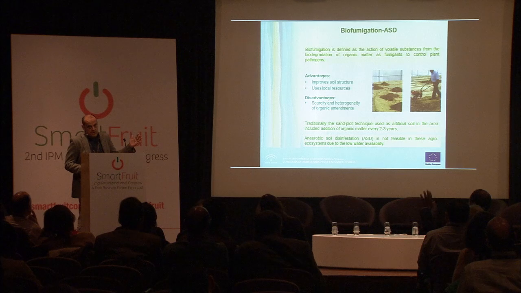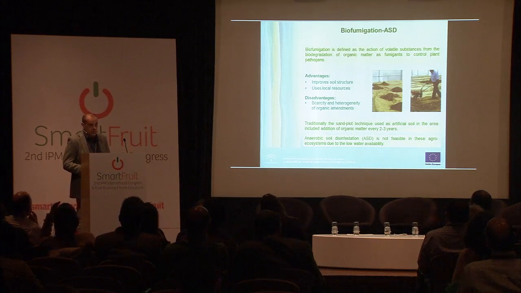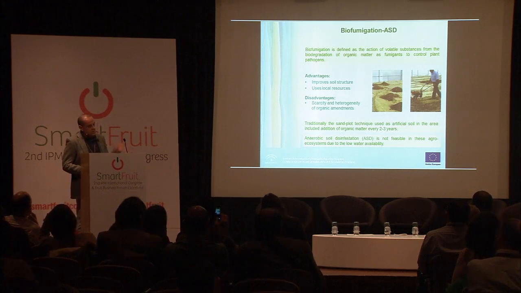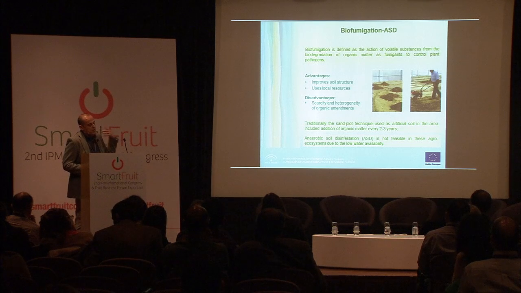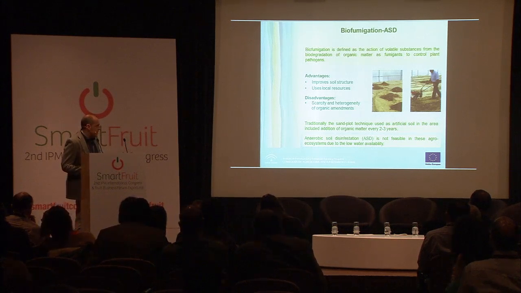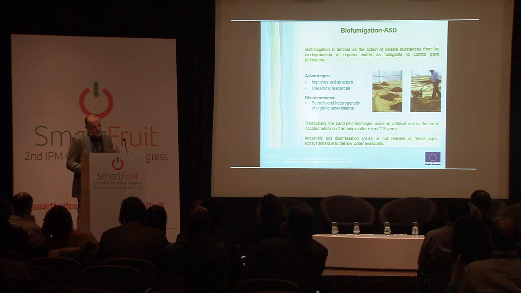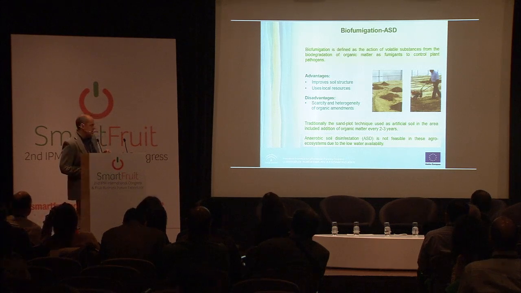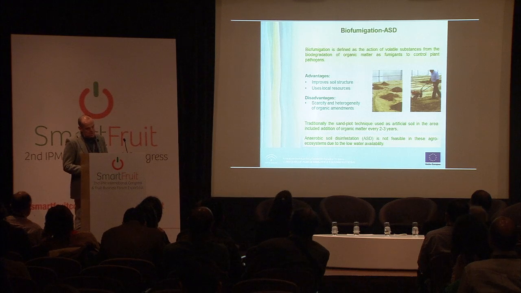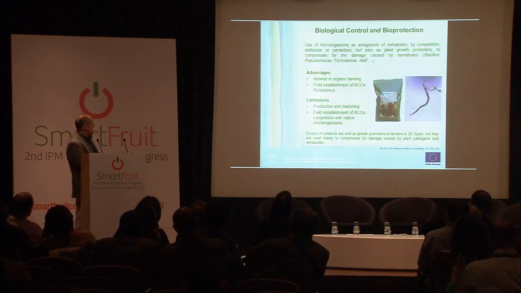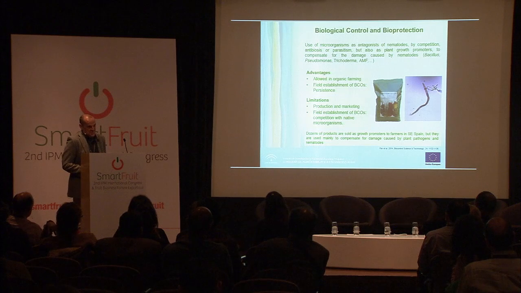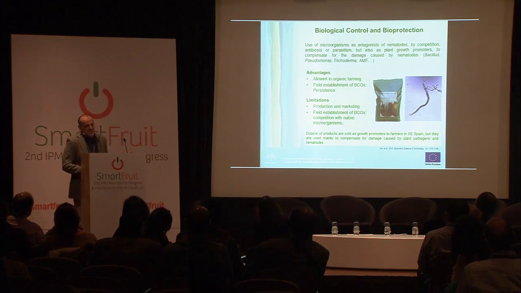Biofumigation, as you also know, means adding fresh organic matter to the soil, wetting it, and sealing it with plastic so that the gases created during fermentation can kill off a great number of pathogens. It improves the structure of soil. It uses local resources in most cases. However, it does have a series of disadvantages. The product use is very variable. We have inconsistent results, and there may also be a scarcity of organic matter if we start having widespread use of this method.